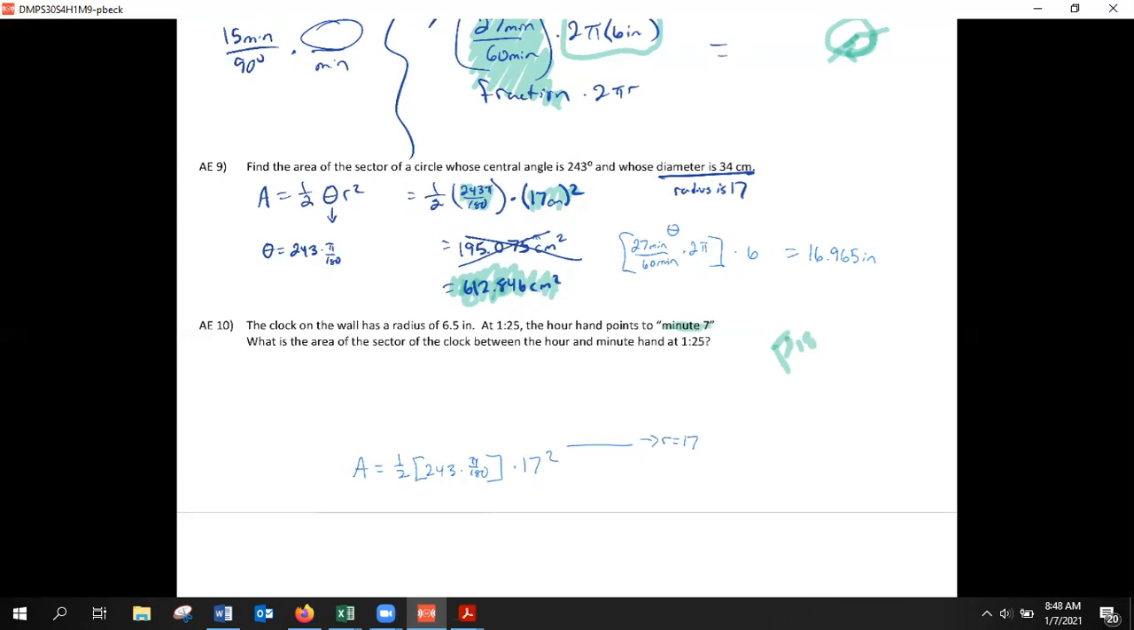And actually on my notes here, I don't have that. So we know the fractional relationship: we have 18 minutes out of 60 minutes. We multiply that by pi r squared. So 18 over 60 times pi times 6.5 squared. I don't have a calculator on me at the moment, or else I would do that. So that would be the area of the sector between our two hands on the clock.